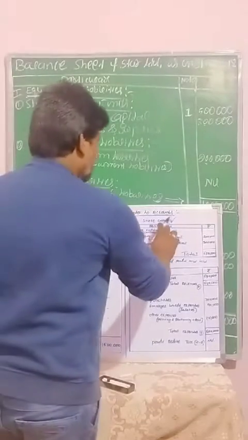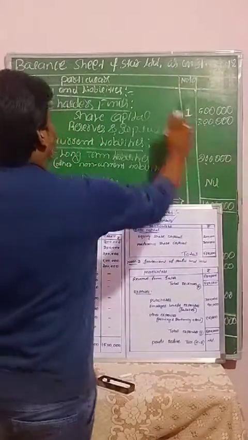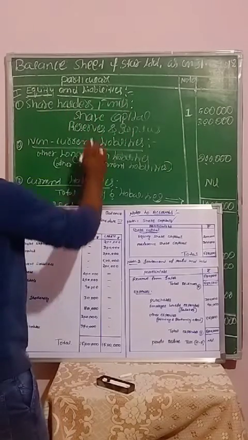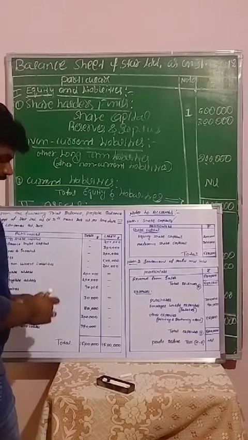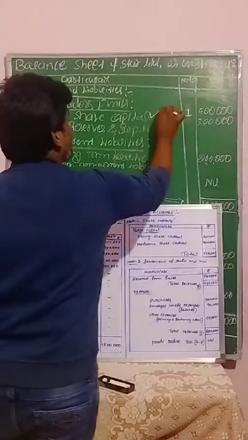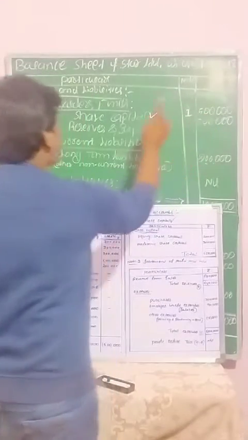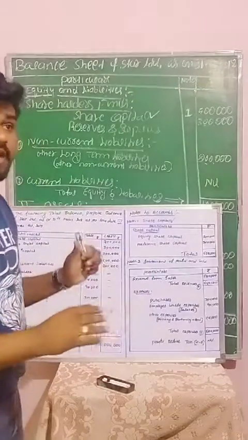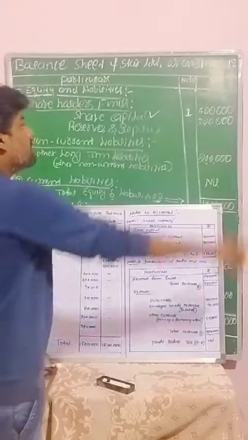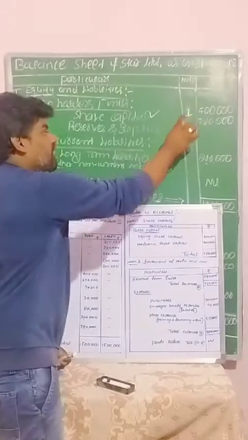In this working note number 1, we apply it here under the shareholders' funds. The first item is share capital. Here in this share capital, 5 lakhs rupees we are showing, including both the equity share capital as well as the preference share capital. In the note number column we have to write 1. Why?